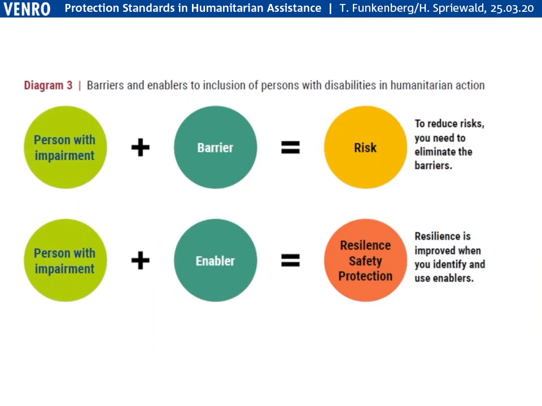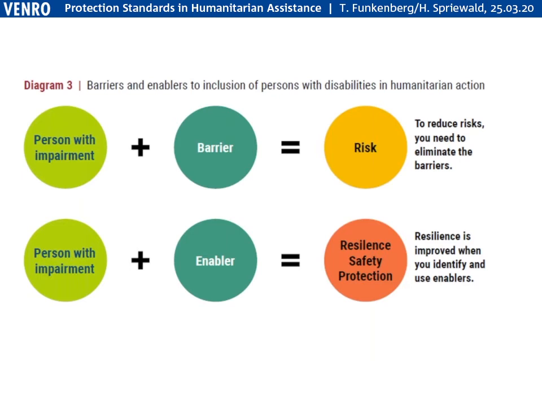in the context of humanitarian action, and with a focus on protection, we can say that persons with impairments, in the interaction with barriers, face a risk. And for us as humanitarian actors, our objective is to reduce risks and to not put persons in humanitarian settings to harm. So to reduce risks for persons with disabilities, we need to remove barriers. And we need to set up enablers, facilitators instead of barriers, so they face a situation of resilience, safety, and protection.